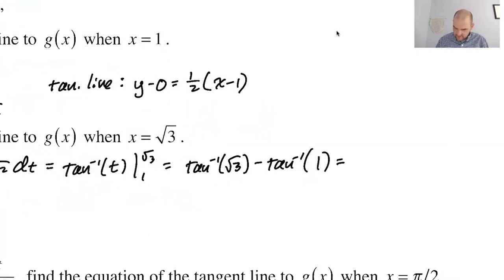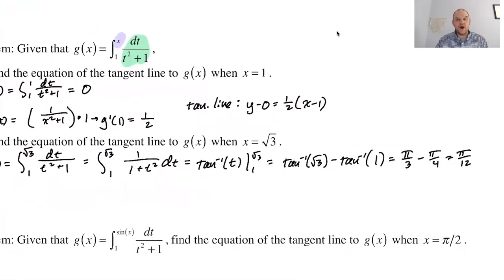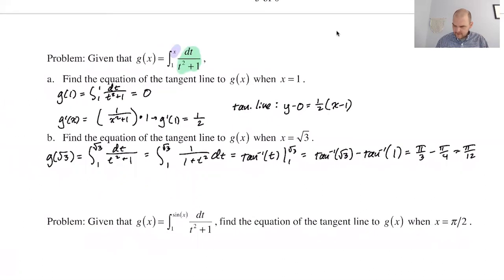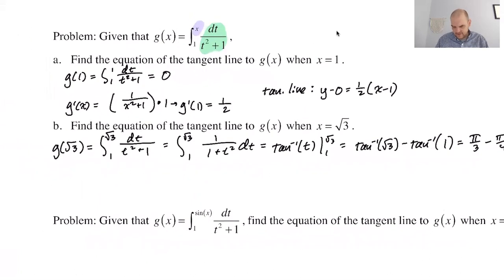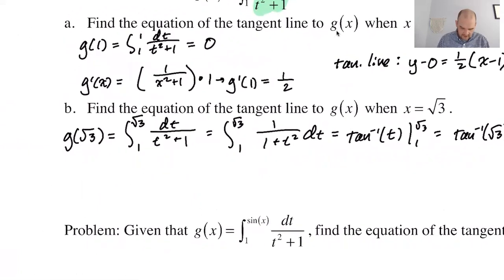The arctan of root 3 I know is pi over 3, and the arctan of 1 I know is pi over 4. So what is that? 4 minus 3 over 12, so pi over 12. So that's the y value. When x is equal to root 3, the point on this curve is root 3 comma pi over 12, which is pretty weird for an ordered pair. But we don't really get to make that call.